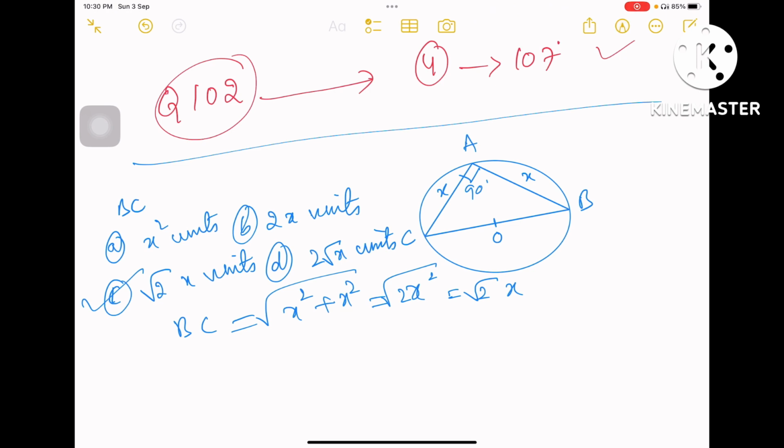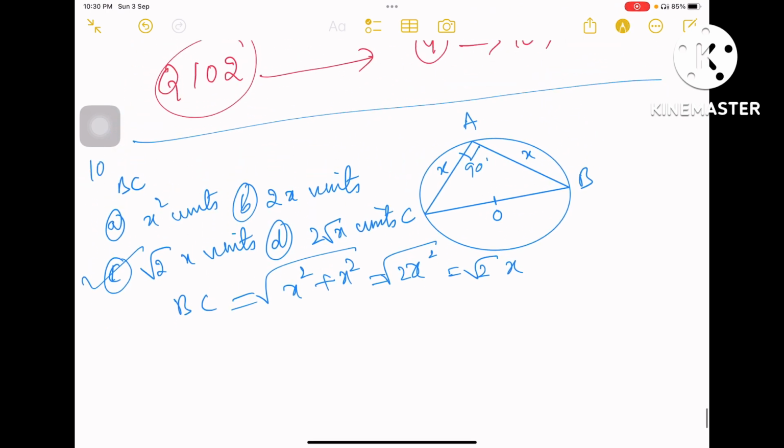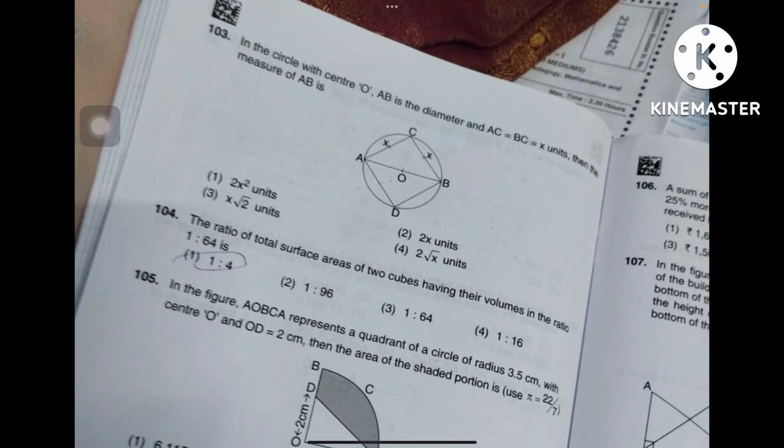Actually, in the question paper, it is 1, 2, 3, 4. I have given here A, B, C, D. So you can write for question number 103, the correct option is root 2x units. The option given is 3. Let's move on to the next question.